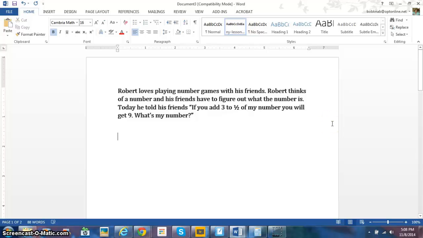We're going to look at a couple of word problems. We're going to figure out how do we find our variables and how do we set up a two-step equation.